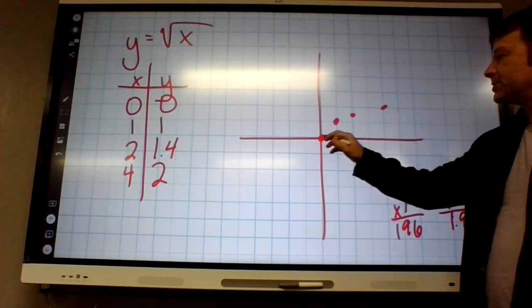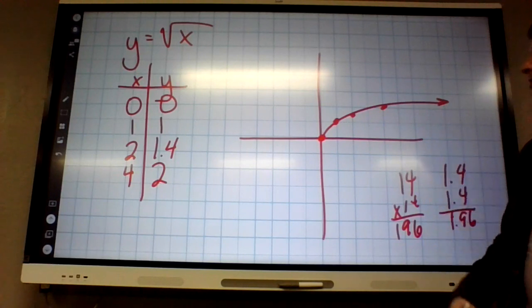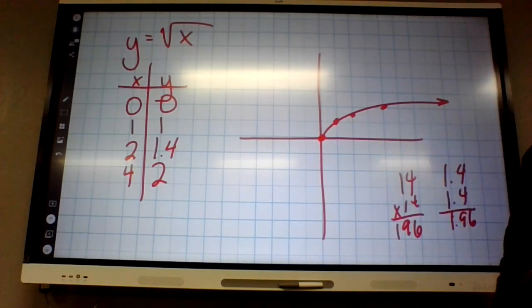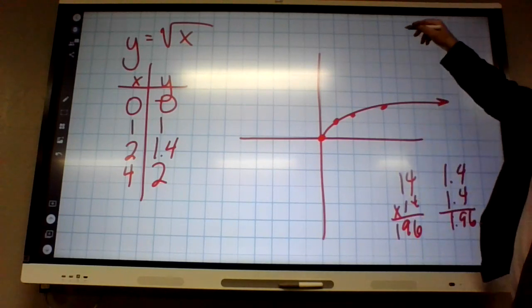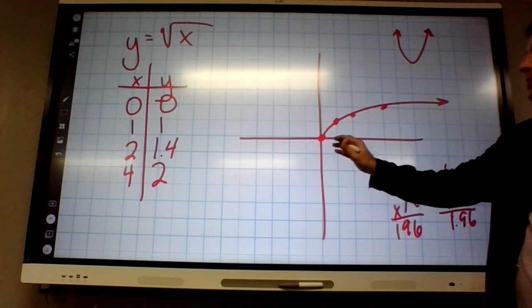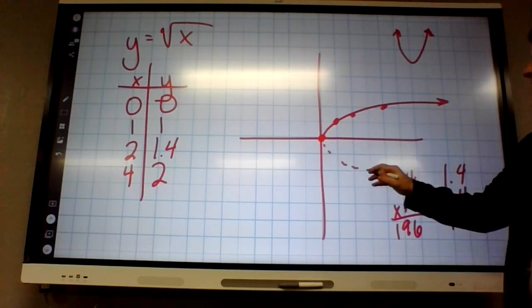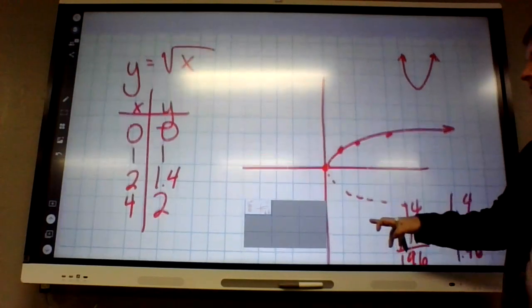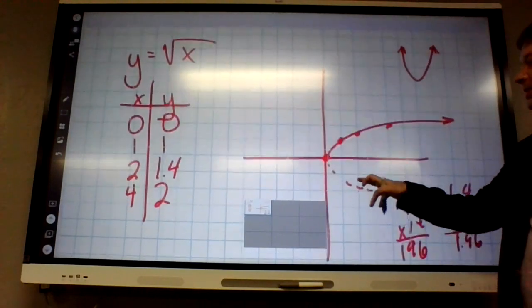All right, what shape is this? Arch. Yeah. Actually, it's half a parabola. You guys remember parabolas, right? We did a lot of those. It's half a parabola, but it's turned sideways. So the other half would be down here.